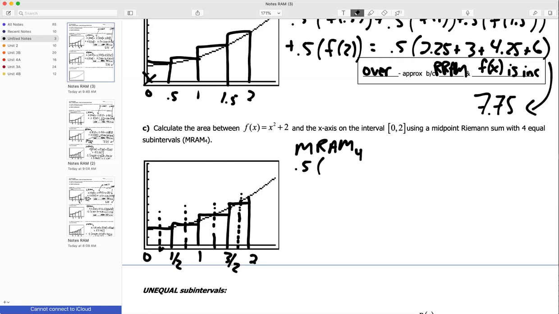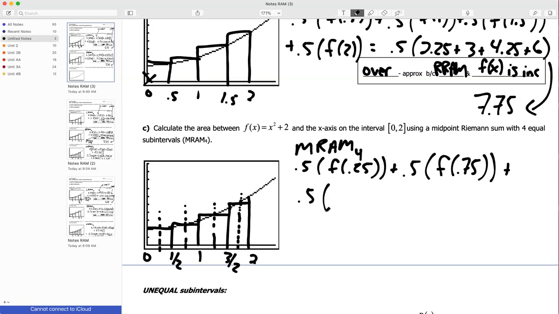Okay, so the midpoint of 0 and 1/2 is 0.25. So I'm going to want f of 0.25 for my first rectangle. And then the midpoint of my next rectangle will be halfway between 1/2 and 1, which is f of 0.75. And then we've got f of 1.25. And my last one is going to be f of 1.75.